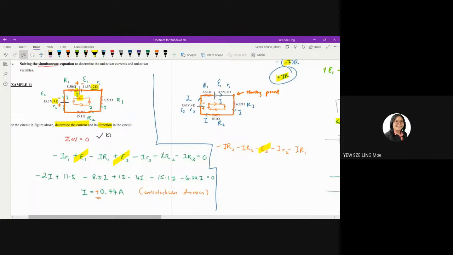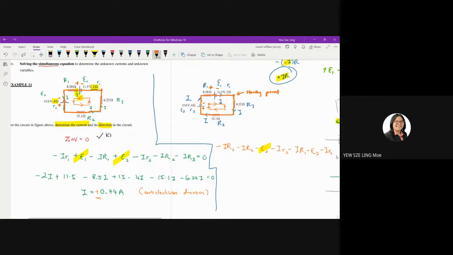Therefore, I have a negative IR1. And then when it passes through this battery, what happens? It's moving from higher potential, which is the positive terminal, towards a lower potential, which is the negative terminal. Therefore, I have negative EMF2. And it also comes with an internal resistance, so minus IR2. So it keeps moving, and then it goes back to its starting point.